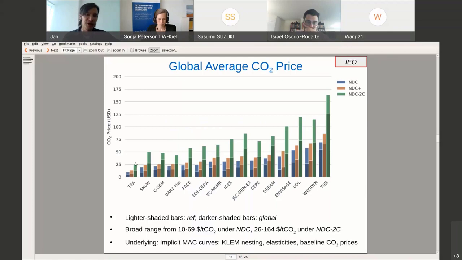And we see in the lighter shaded bars the results for the reference scenario, and then in the darker shaded bars, the results for the global trading scenario. So the first thing that pops into the eye is basically a rather huge variety across models as to CO2 prices that we find that are implied by the different Paris regimes, ranging from $10 to $69 per ton of CO2 in the lowest emission level in NDC, and up to $164 under NDC 2 degree.